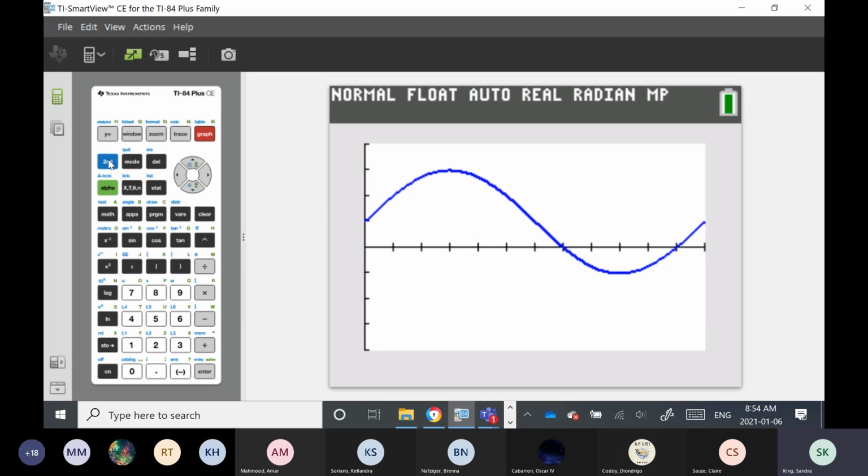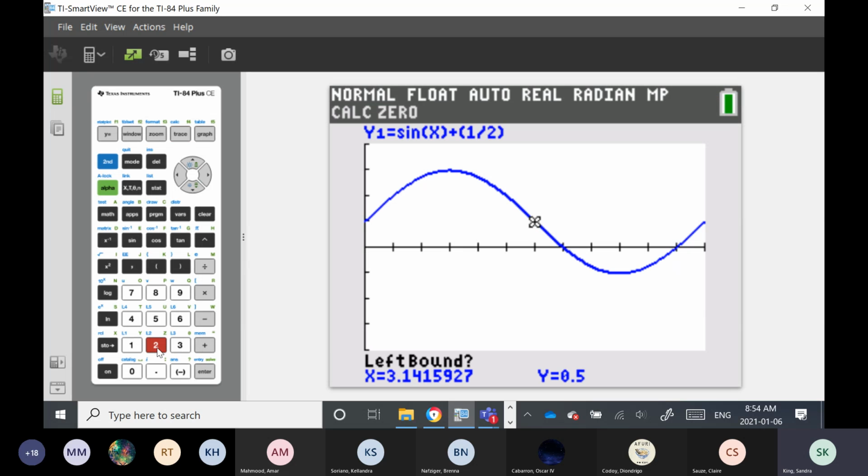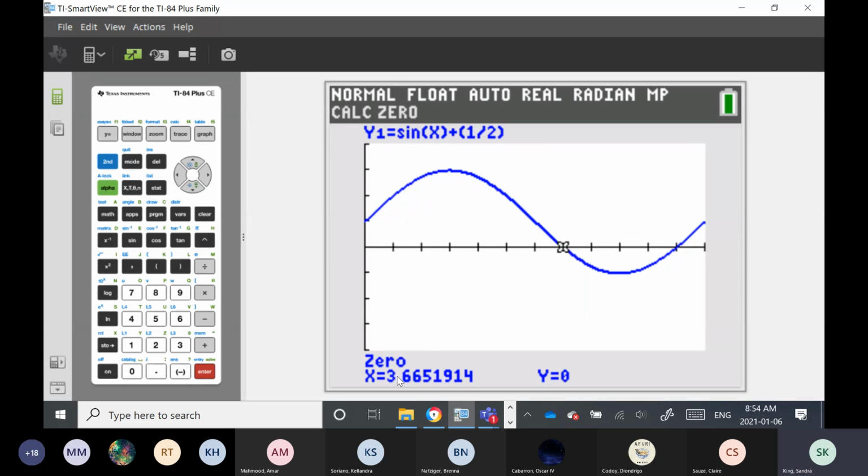So on your calculator, what you would do is hit second function, calculate. And we are doing the 0 method. So we're looking for an x-intercept, which is a 0. What you want to do is go to the first x-intercept that you're finding, and go left of the x-intercept, hit enter, go right of the x-intercept, hit enter, and then hit enter again when it says guess. So we get this answer here.